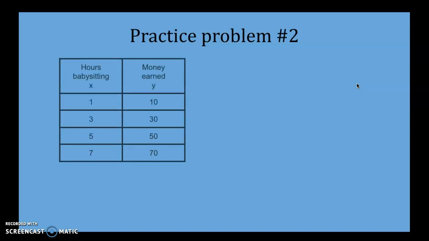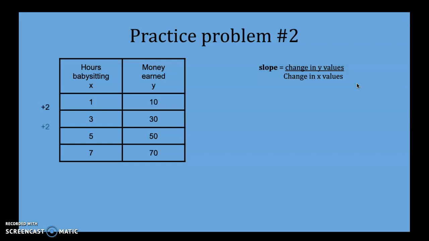Alright, so let's look at practice problem number 2. Hours babysitting and money earned is what we're comparing here. So first we want to look at our slope, the change. What is the change that's occurring? Well, obviously, yes, there's a change in our money compared to the amount of hours that's going by, right?